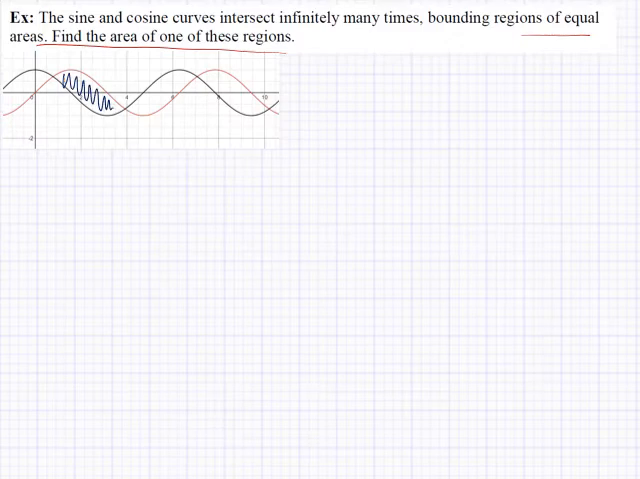So in order to do that, I need to know which function is on top and which function is on bottom. But if you look at the waves, the red wave is the sine wave. The black wave is the cosine wave. Okay, and you can see that just by looking at the intersection points.